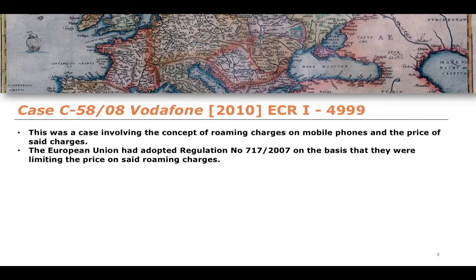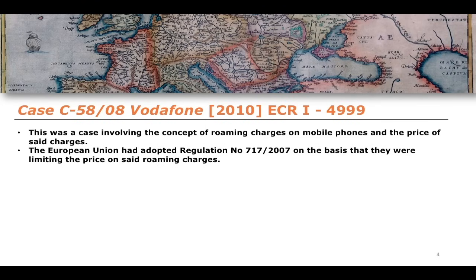Now, the European Union adopted Regulation number 717 in 2007, essentially limiting the price of those roaming charges. Sometimes roaming charges could be very, very expensive, and people sometimes don't realise it and take phone calls abroad, and then they come back and they see that they've got a phone bill of hundreds and hundreds of pounds, which isn't particularly ideal for anybody.